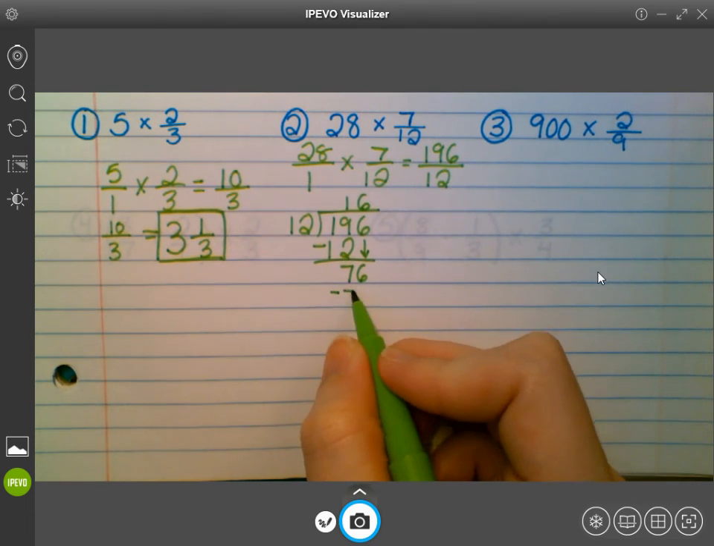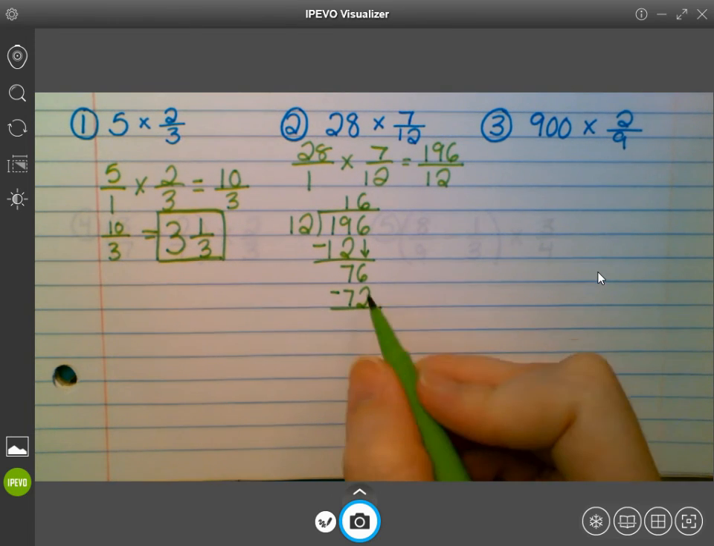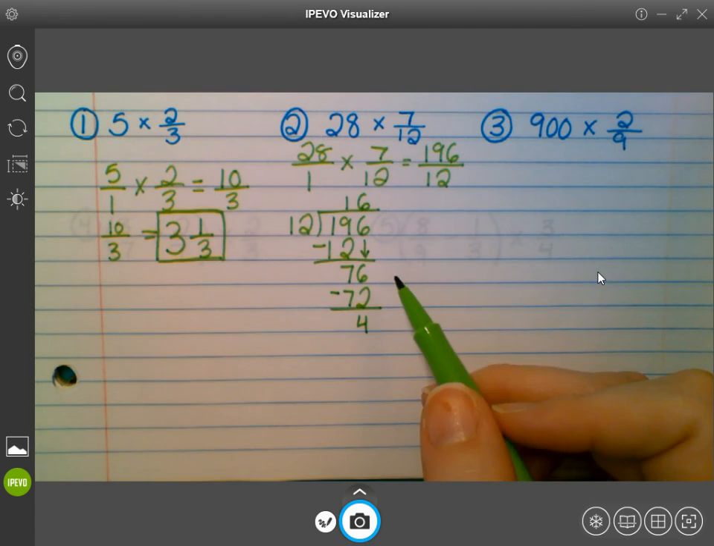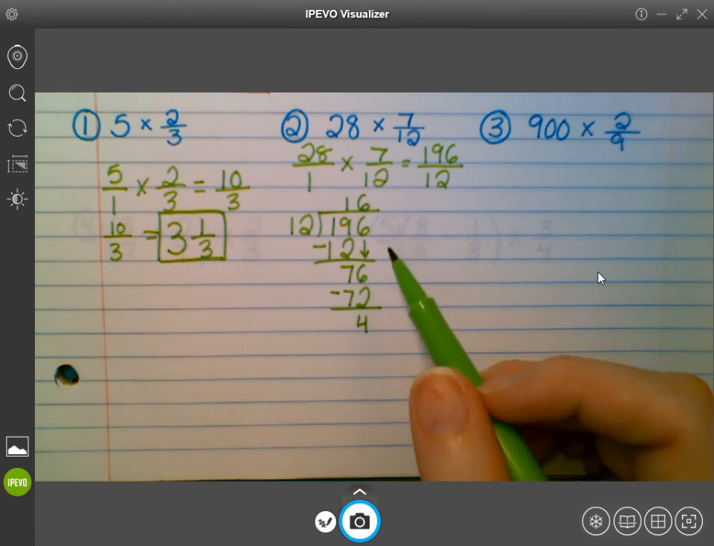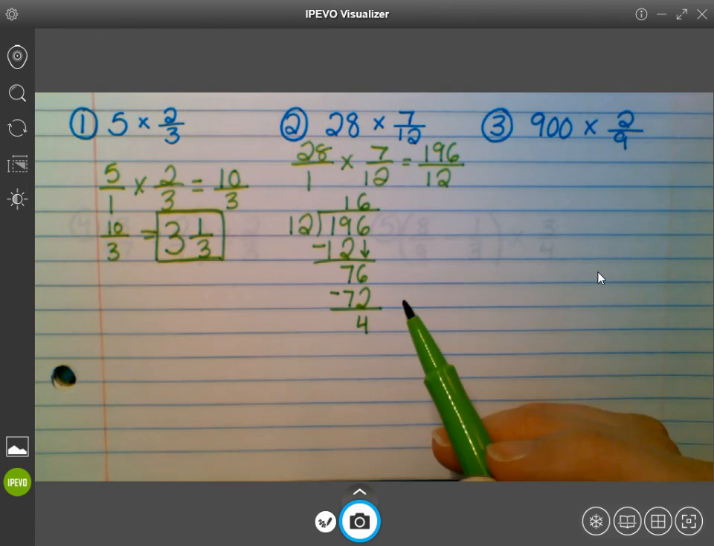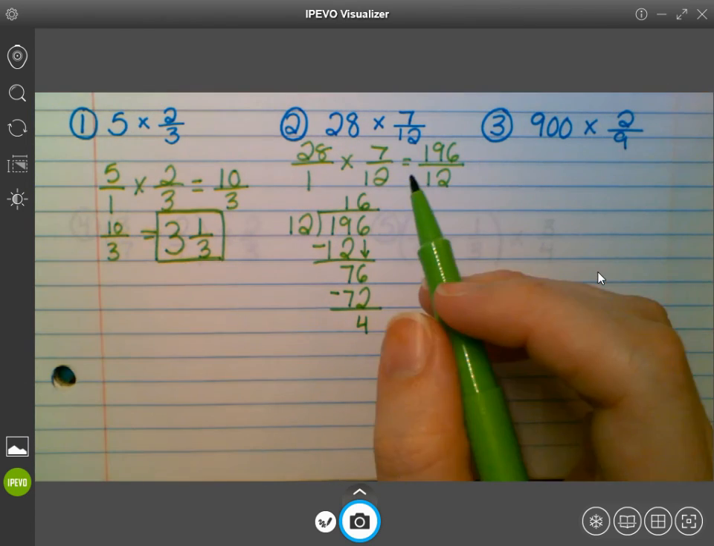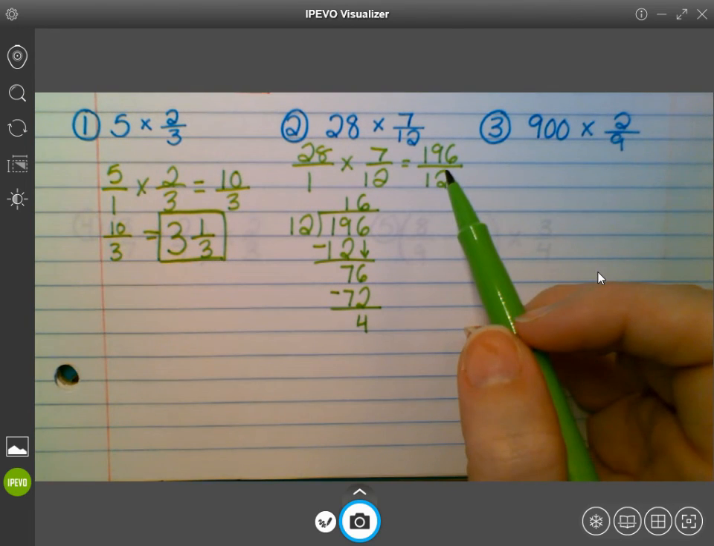72. So if I take 76 minus 72, I wind up with 4. Now, if we were working with decimals, I could add a decimal, drop a 0, and bring it down and keep going. But that's not what we're doing right now. We just need to know how many times 12 goes into 196 without going over.